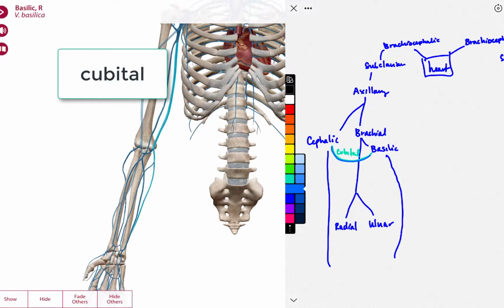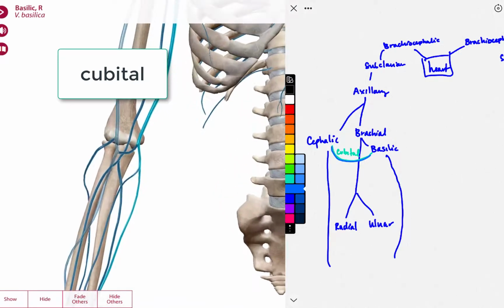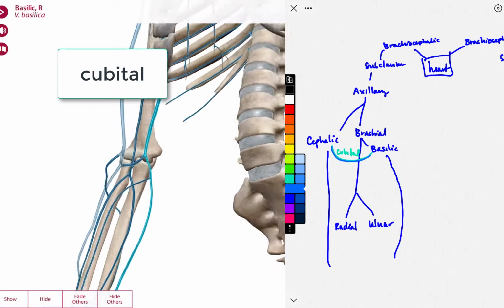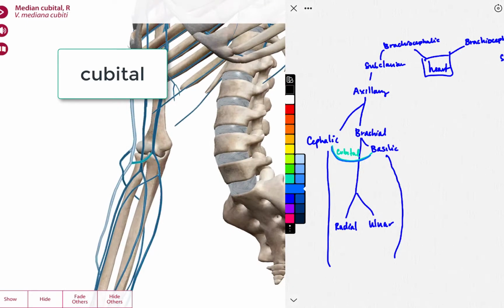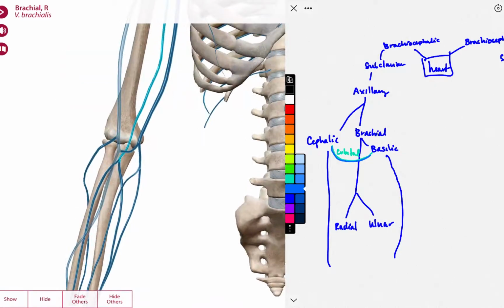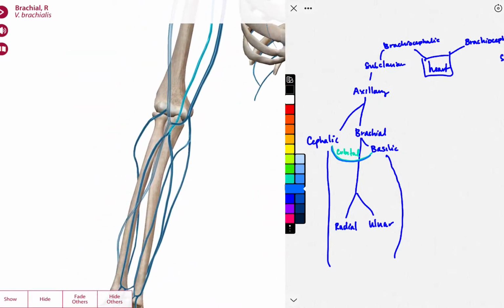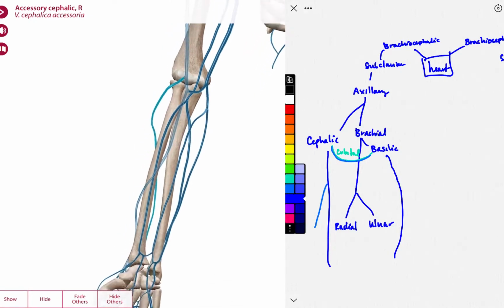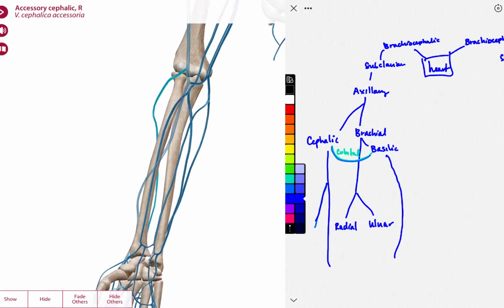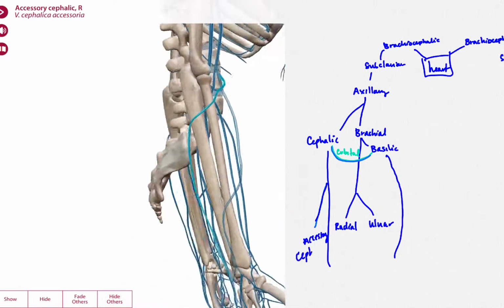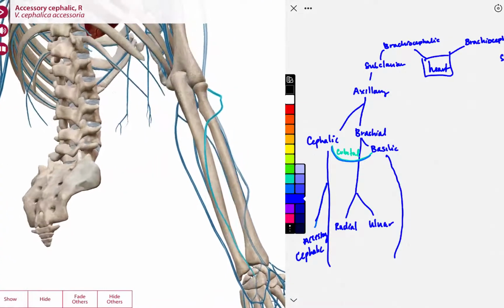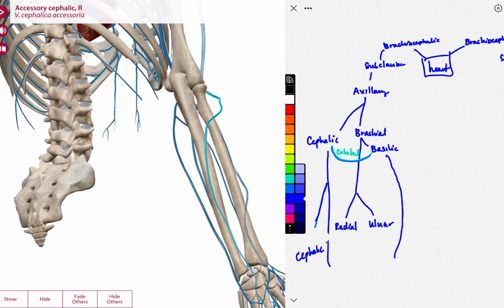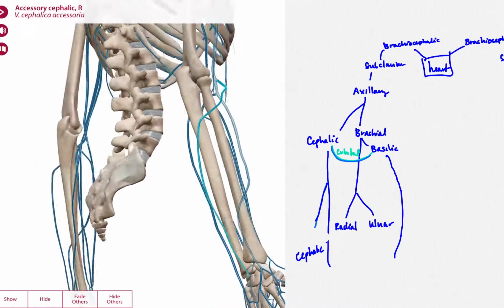Okay. And by the way, if you are looking for a vein to do a blood draw, that cubital is going to be more shallow than going for the brachial. So people are going to like you a little bit more if you go for cubital. Okay. Now, cephalic is going to branch off into an accessory cephalic. This guy goes off and does the top of the arm.